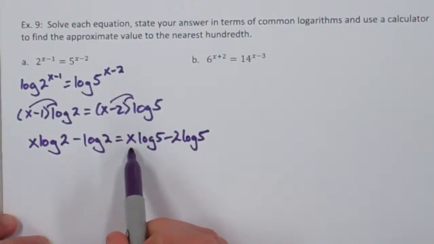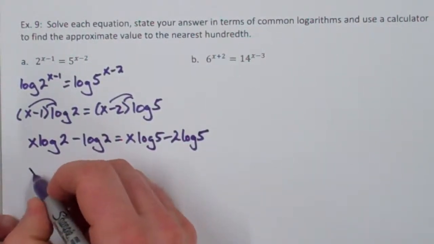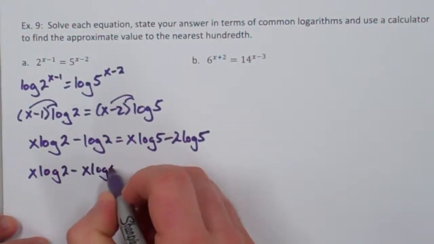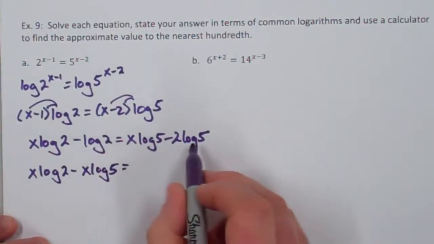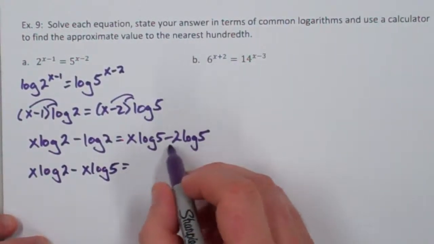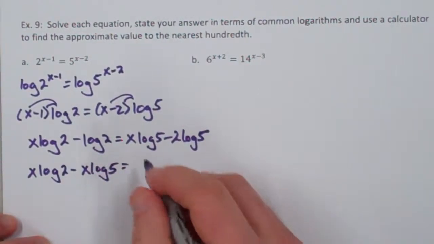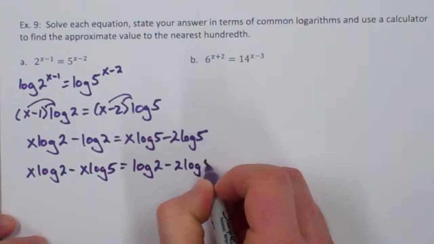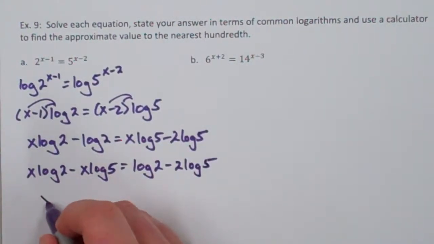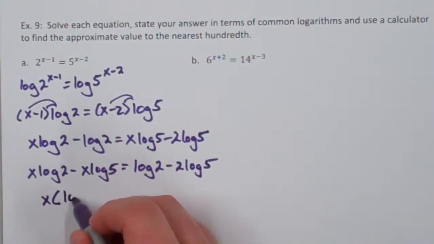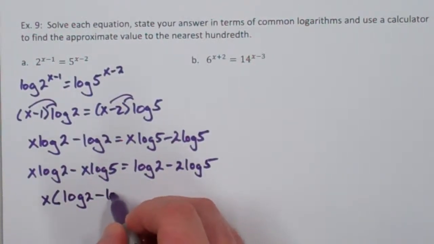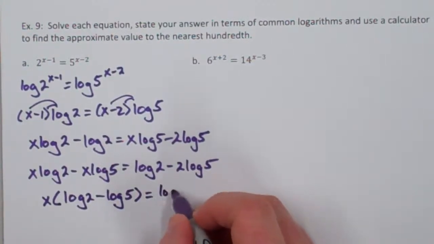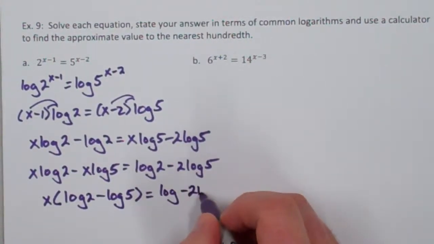So if we do that, we could subtract x log 5 from each side. So this would be x log 2 minus x log 5. And then we want this negative log 2 to be next to this negative 2 log 5 here, so we could add log 2 to each side. Factoring out an x, we've got log 2 minus log 5, and that's equal to log 2 minus 2 log 5.